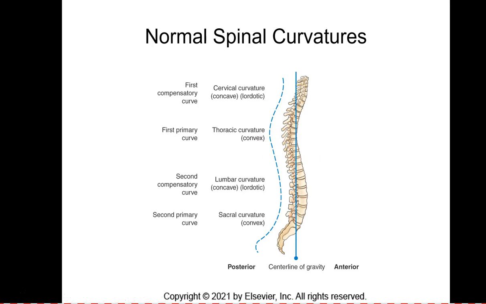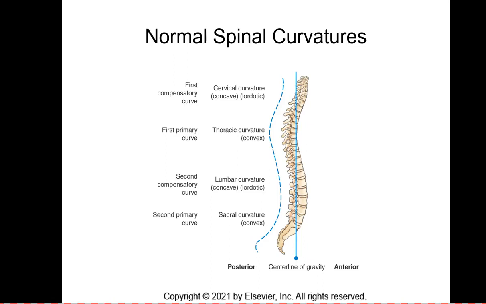Bontrager will always describe the curves as though the patient were being evaluated from the posterior. So for the thoracic spine, we're always going to describe it as convex. Therefore, the cervical and lumbar regions have concave curvatures and are described as lordotic. The thoracic and sacral regions have convex curvatures.